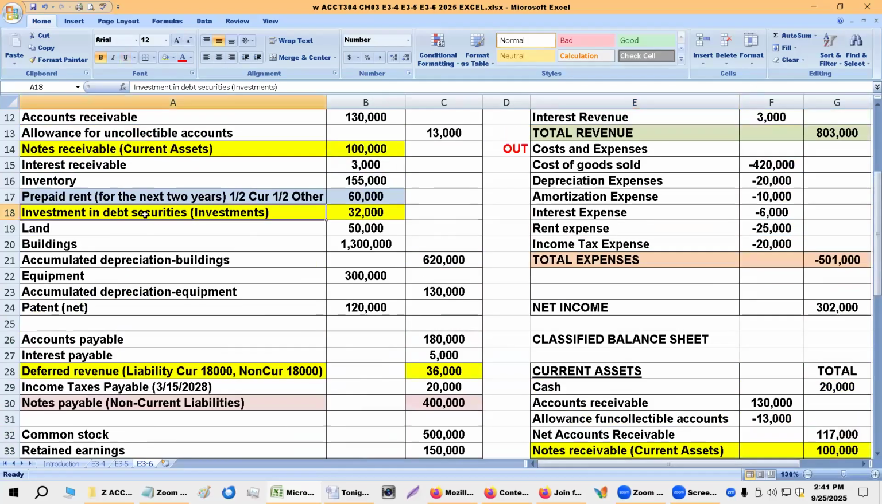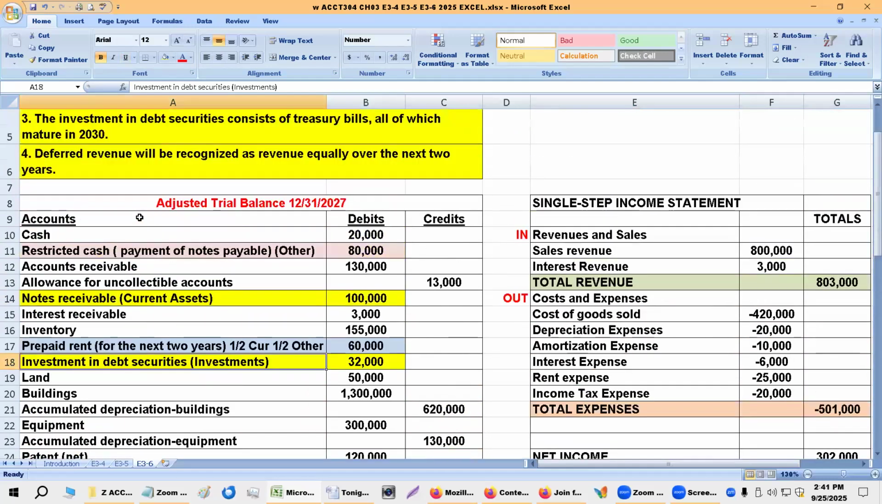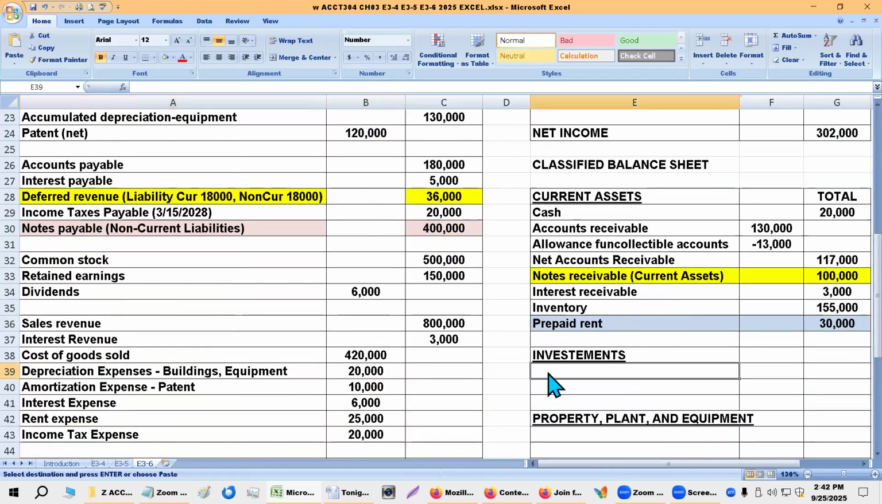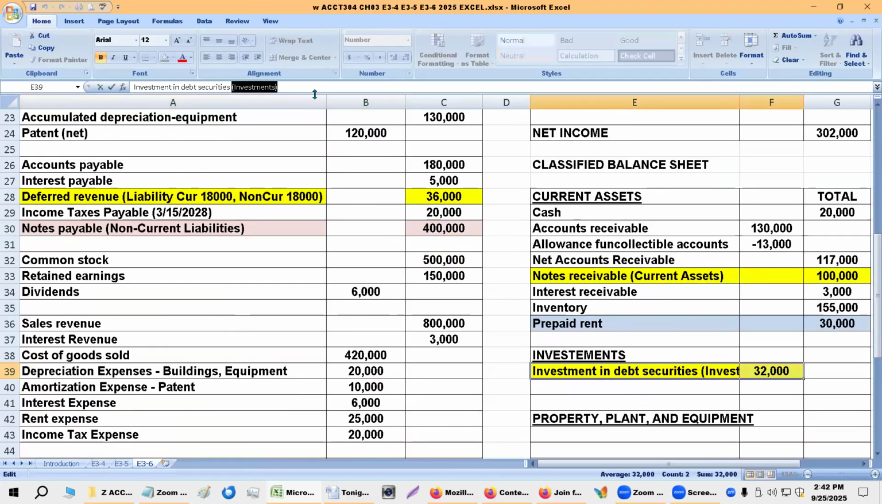Investment in debt securities. Investments, that's all long term. I'm going to go check and make sure I did that right. Investment in debt securities goes on 23. Okay, that is right. So investment in debt securities 32 is going to be in the investments account because it is non-current or long term. And by the way, everything underneath here is non-current or long term.